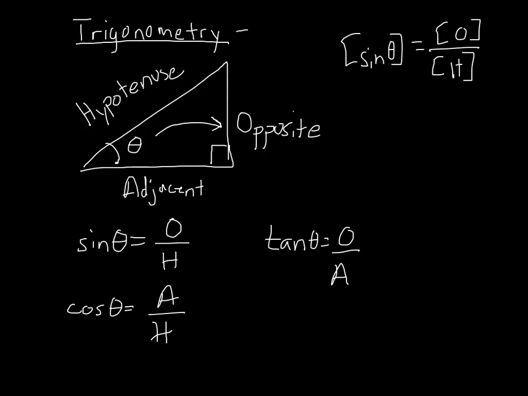How do I measure the length of a side of a triangle? How would I do that in the SI system? I'm measuring a length, so the units would be meters. So the units of sine of theta are equal to meters divided by meters. What happens when a meter is divided by a meter? Meter cancels with the meter, and we end up with just 1.